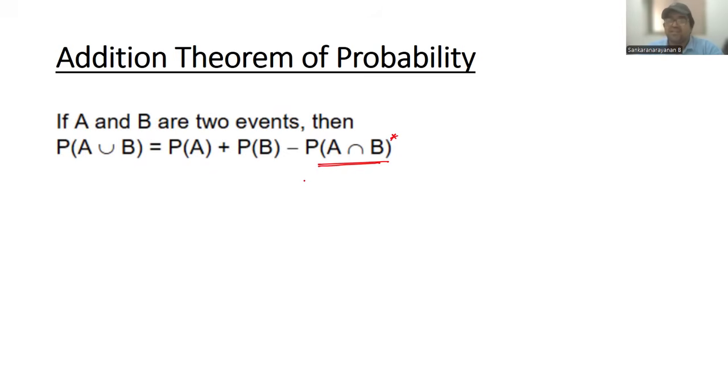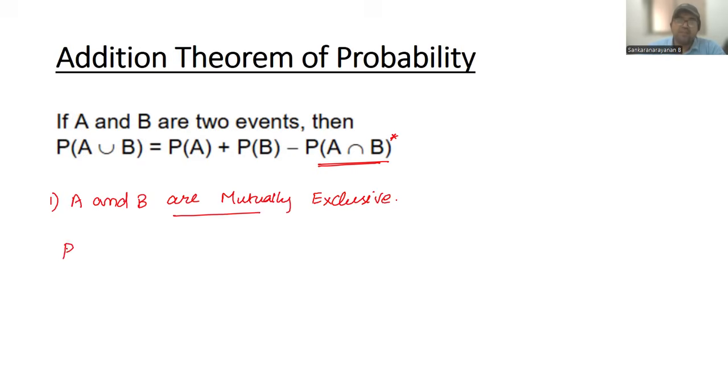Here we need to consider two situations. Case number 1: A and B are mutually exclusive. In that case, please be aware that P of A union B will be equal to P of A plus P of B.